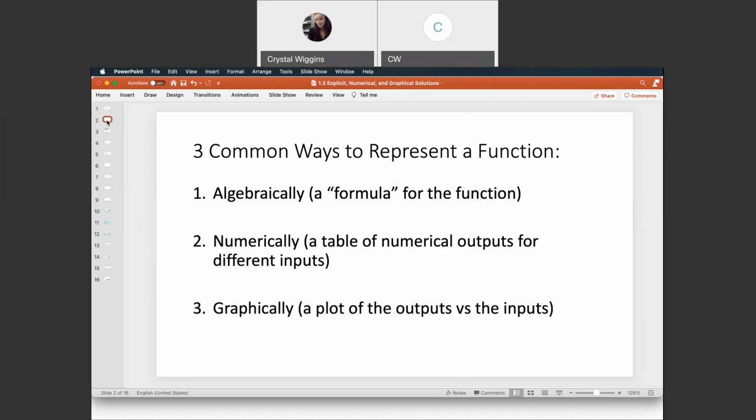The first way is algebraically, which is using a formula for the function, probably the more common way that you are used to seeing functions being represented throughout the levels of math you've already been through.